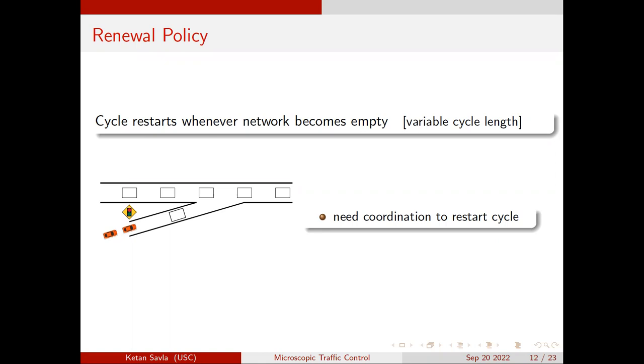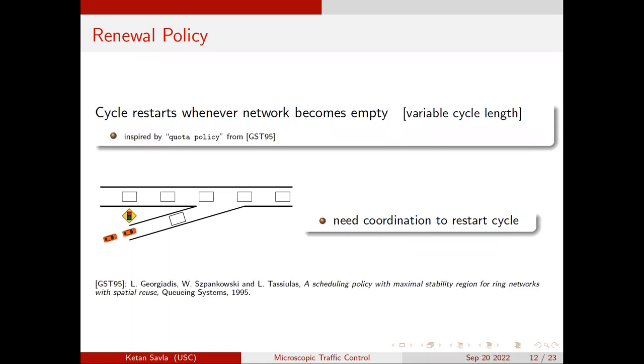But we are going to further improvise upon this policy. One of the reasons why this policy is a good starting point is because it is inspired by a similar policy from communication and manufacturing systems known as a quota policy, and I'm providing a reference here at the bottom, right? Those policies have a similar nature, but they were designed with no consideration for the dynamics of vehicles, et cetera, that we have here.